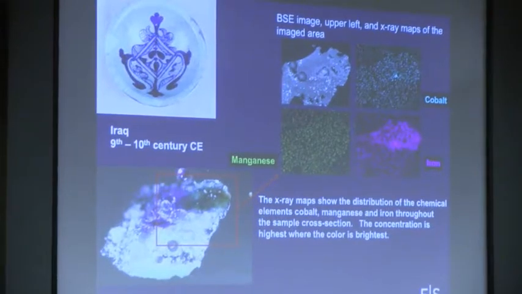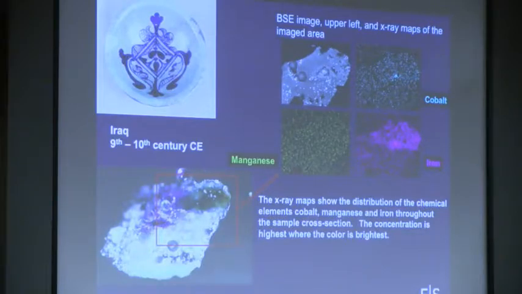And then some of the work that I've done has been looking at the glazes on ceramics of different types. This is an Abbasid or early Islamic ceramic from Iraq, so 9th to 10th century. And we were curious about the source of the cobalt on the glaze. It's known that you can have cobalt sources that have a geological formation that are high in iron or high in manganese. So that was one of the things we wanted to test.